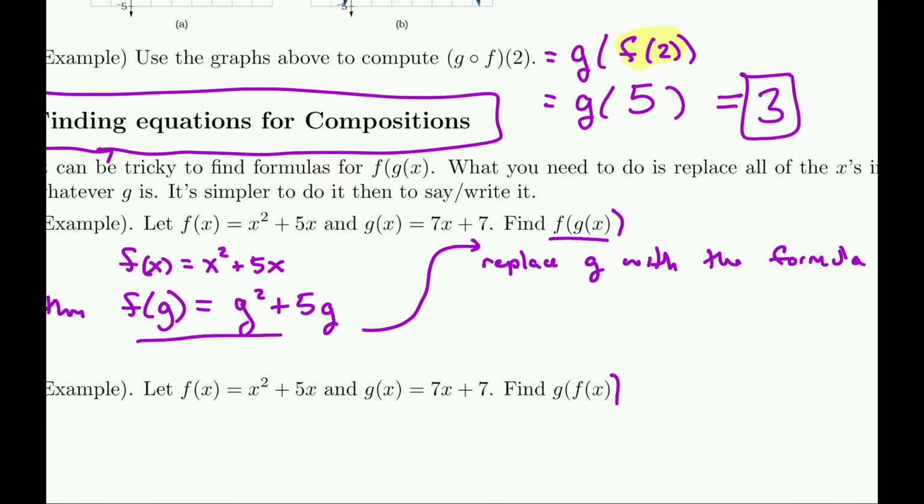Okay, so what would it look like? Well, I'm just going to write this out again, f of g, and it's what? It is g squared, but g is 7x plus 7. So (7x plus 7) squared. That's what g squared is. And then I have plus 5g. Well, g is 7x plus 7. So 5 times (7x plus 7).